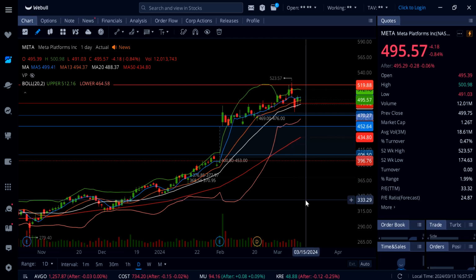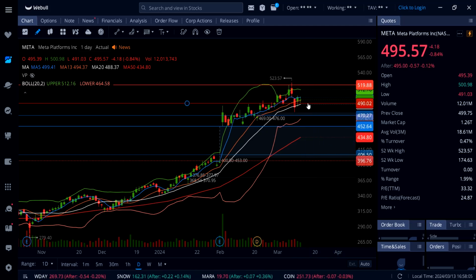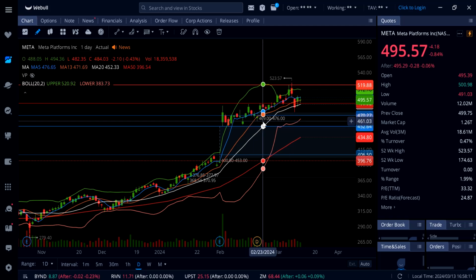We also have PPI coming out tomorrow morning at 8:30, so that can actually move the market again. So here on Meta, critical support right here at 490, and below that, watch out for a dump off, possibly all the way down to this gap, 469.